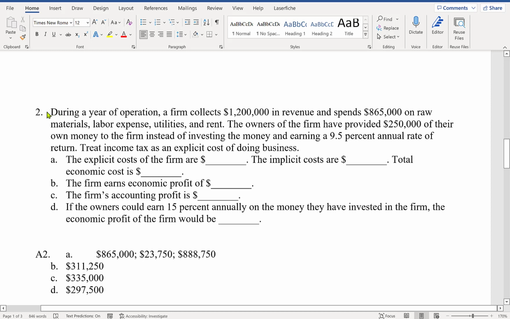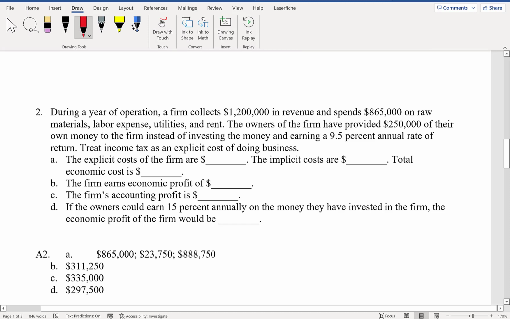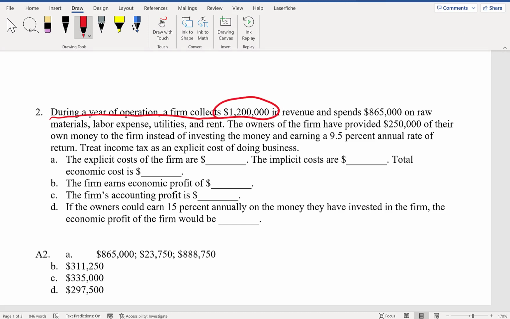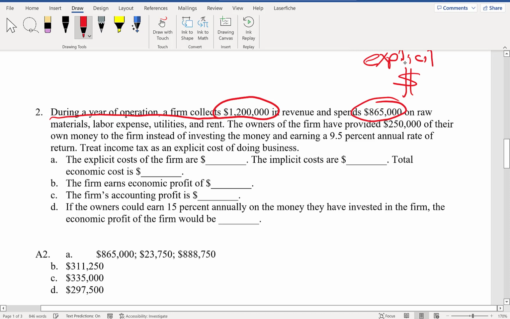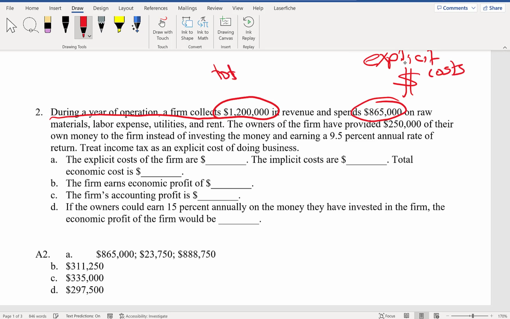Okay, let's get started. During a year of operation, a firm collects $1.2 million in revenue and spends $865,000 on raw materials, labor expense, utilities, and rent. So these are the costs that involve spending money. These are what we call explicit costs. Okay, this is the total revenue.